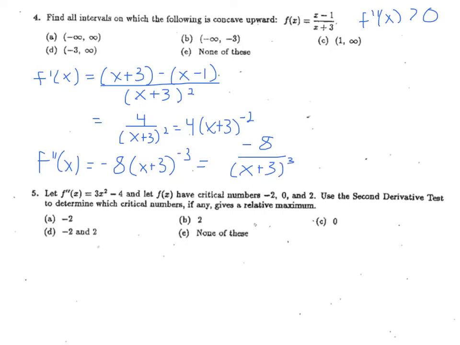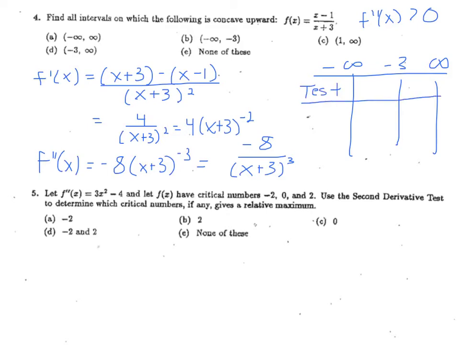So it looks like my second derivative won't equal 0 anywhere, but it will be undefined at negative 3. So that's a spot where we can change concavity. And negative 3 won't be a POI because it's not in the original domain of the function. So we have an asymptote there. But we can definitely change concavity at an asymptote. So we'll just plug in some numbers to test.